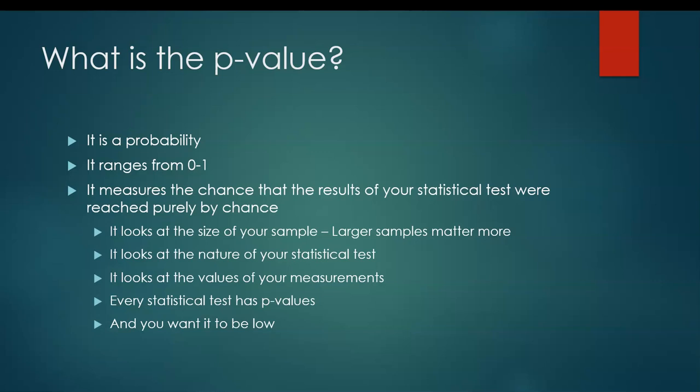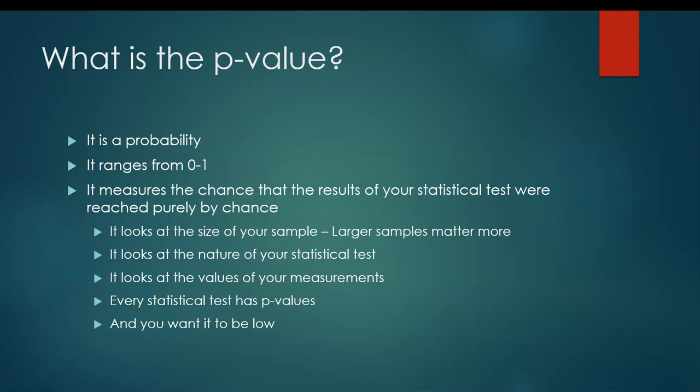It could be correlation, it could be ANOVA, it could be some other test. So we'll look at the nature of your test. It looks at the values of your measurements. Are they varied? Is there a lot of variance in the values of your two variables? Are they very aligned? Do they look very similar?